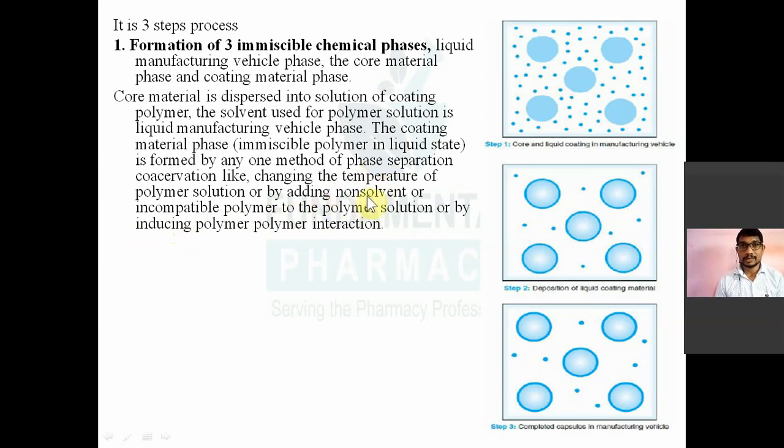And now your solution has three phases. So your liquid vehicle is different, and your solid is different, like this. So you can see in the first diagram, this is your solid core. Okay, now it is solid core, and this is your polymer. That small blue dot is a polymer. Okay, and rest of the thing is vehicle. So you have three phases. So first step is nothing but the formation of three immiscible chemical phases.